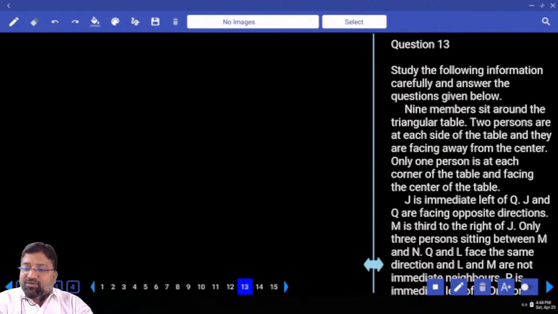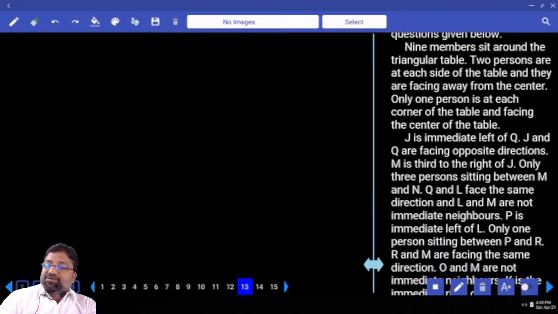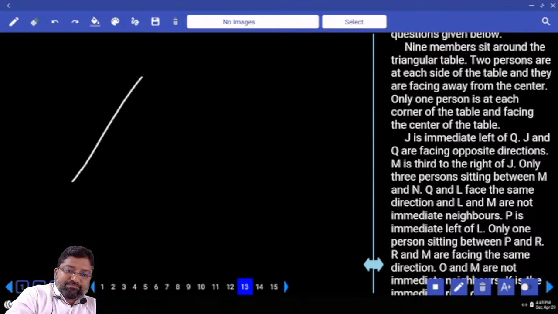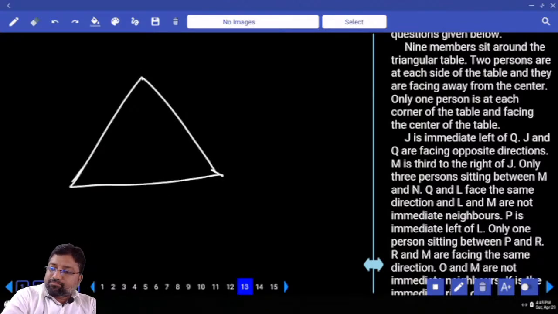9 members are seated around a triangular table. How many members? Around what table? A triangular table. 2 persons at each side of the table, and they are facing away from the center. 1 person at each corner of the table, facing the center of the table. Corners are facing the center.